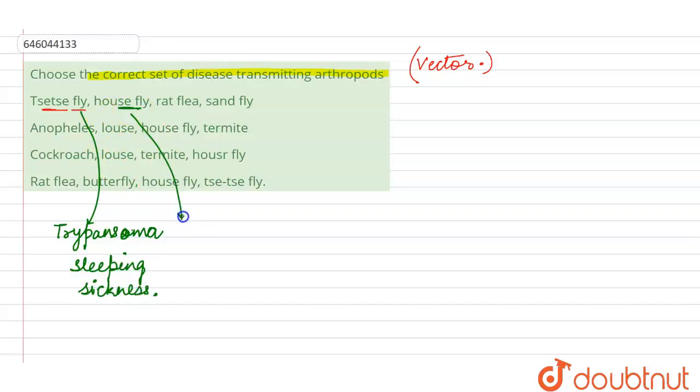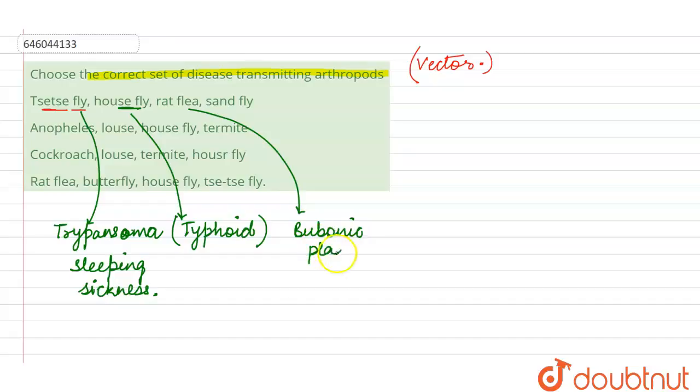While housefly is a vector for many diseases including typhoid as well as amoebic dysentery. That means all the diseases which are transmitted through contaminated food and water, this can act as a vector. While the rat flea is for the bubonic plague. The rat flea is Xenopsylla, and Xenopsylla is going to act as a vector for the bubonic plague.